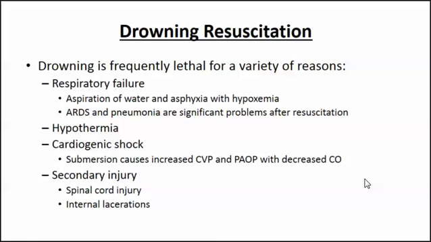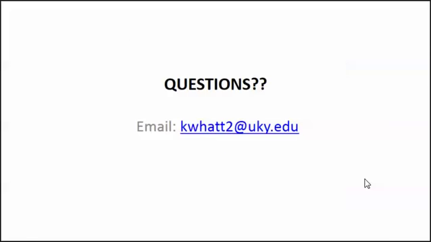You may develop cardiogenic shock because submersion causes increases in CVP and wedge pressure. You have weight on your chest, particularly if you go very deep. So divers have this as a particular problem. And of course, you may have secondary injuries. There's a reason they may have drowned. Maybe they fell and they've got spinal cord injury. Maybe they've got internal lacerations if they've fallen off a cliff. So there are always secondary injuries that you have to assess to ensure that they don't have.